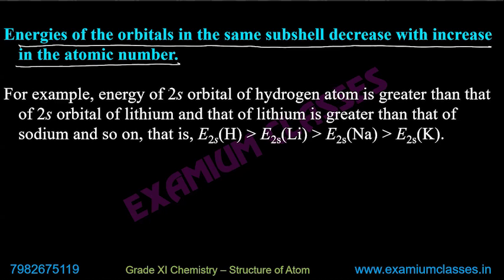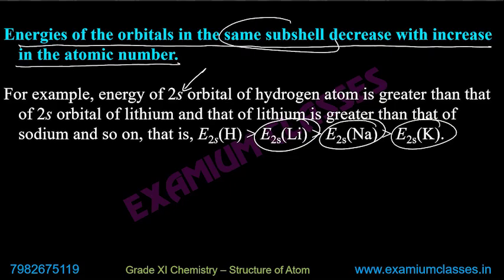For example, if I talk about 2s, the s orbital in the second shell will be in many elements. For example, lithium can have it, sodium can have it, potassium can have it, all will have 2s. But how will you say which 2s will have higher energy? I am not talking about the same element. This is specifically about the 2s orbital of different elements. In that case, you need to remember the rule: energies of the orbitals in the same subshell decrease with increase in the atomic number.